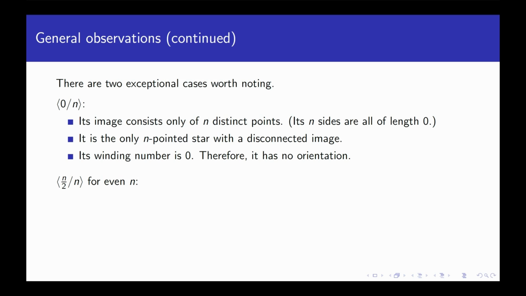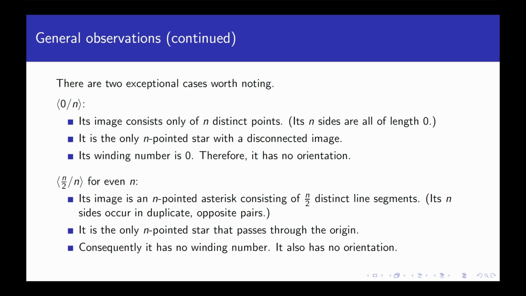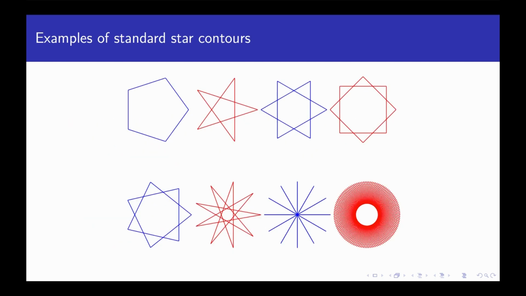And if n is even, then the n over 2n star is an asterisk. So it's the only star that actually passes through the origin. That kind of screws up your winding number integral when you have to divide by 0. So it doesn't have a positive or negative orientation either. And then here's what some of these things look like.